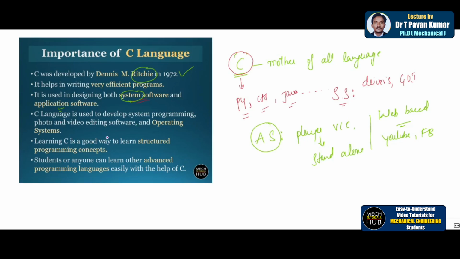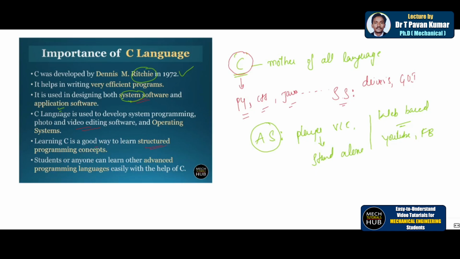Next point, C language is used to develop system programming, photo and video editing softwares, and operating systems. In the background of video editing softwares, again, C programming is very much helpful, without which we can't develop video editing softwares. Behind every video editing software and the operating systems, C plays a key role. Learning C is a good way to learn structured program concepts.